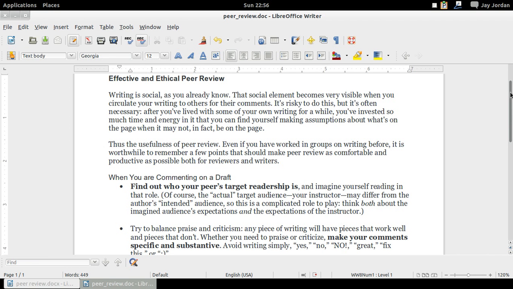What we all need to try to do, both as reviewers and as people who are receiving review comments from someone else, is get past that and to realize that comments about writing in a peer review situation should be directed to the writing itself and not to the person who's doing the writing. So we need to get past the tendency to take comments about our writing personally.